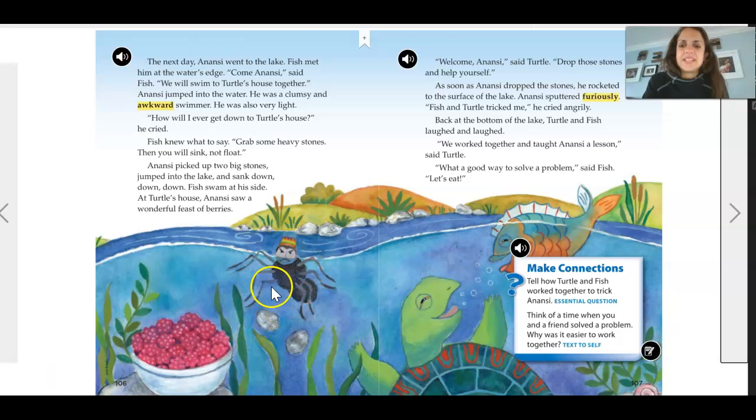So look at Anansi. He's floating at the top of the water. How is he going to make it all the way down to the bottom of the lake to Turtle's dinner, to Turtle's food?